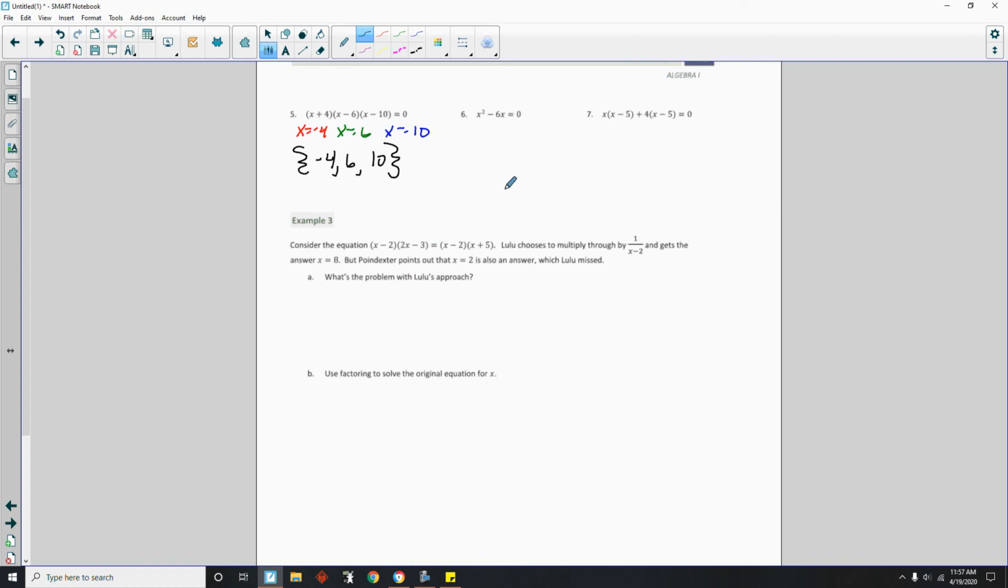Okay. This one I have to factor out an x. So I take x out. x squared divided by x is x, minus 6x divided by x is 6, equals 0. This x would equal 0, and this x would equal 6. So my solutions are 0 and 6.